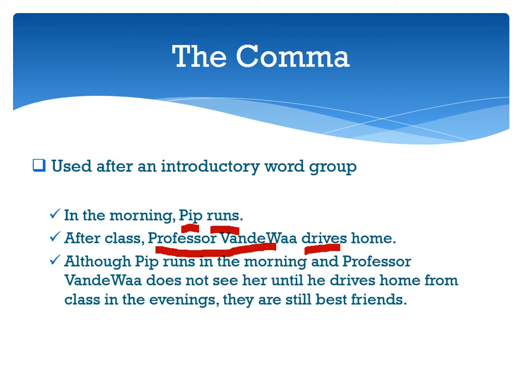Another example, this one's a little longer and more complicated, but that same rule rings true. Although Pip runs in the morning, Professor VandeWaa does not see her until he drives home from class in the evenings. They are still best friends. And so the actual sentence is at the very end here. They are still best friends. That's the actual sentence. And the subject is they, and the verb is are. They're are-ing.